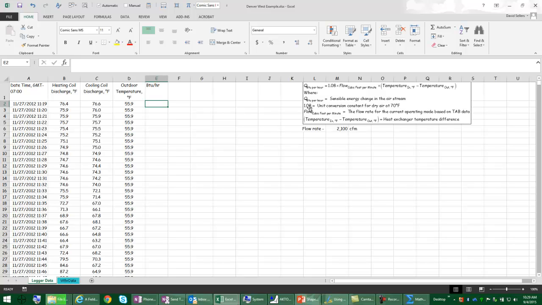That's a units conversion constant for dry air at 70. In Denver, you're a mile up in the air, and one of the things in this constant is density. And so I need to correct that constant because I'm doing work in Denver. And it turns out it's pretty much a function of atmospheric pressure. That's the thing you have to take into account.